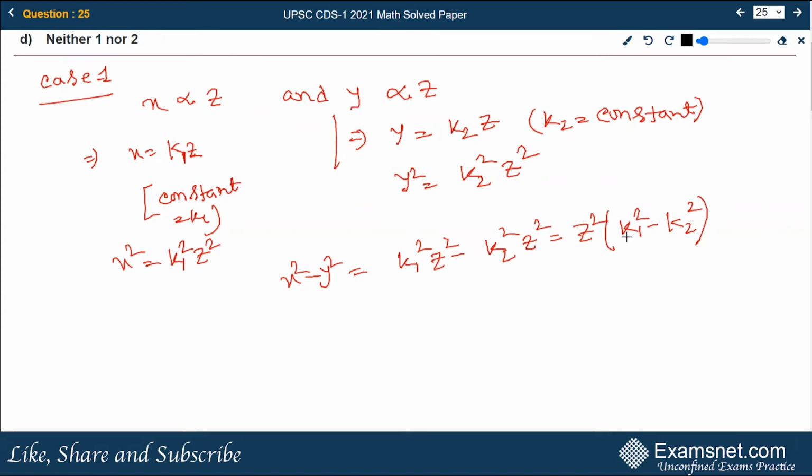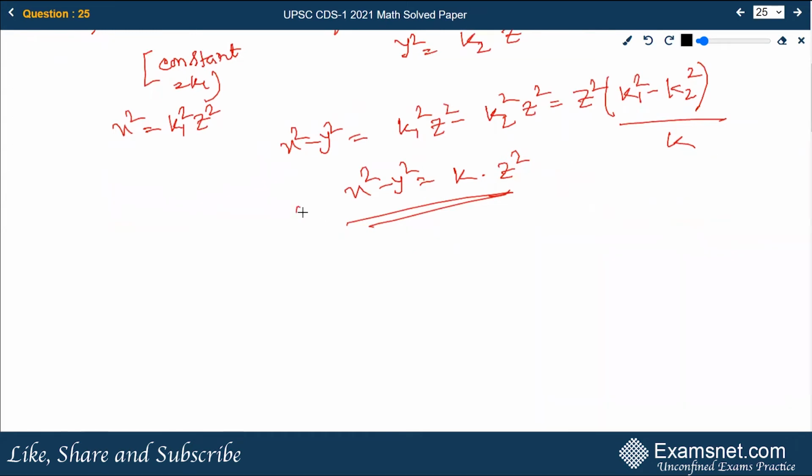So here k1 square minus k2 square is also another constant, because when we square two constants and find the difference, we always get another constant. So again, I can denote it as k. So it becomes k multiplied by z square. So x square minus y square is directly proportional to z square, where case 1 is correct. The first statement is correct, right?